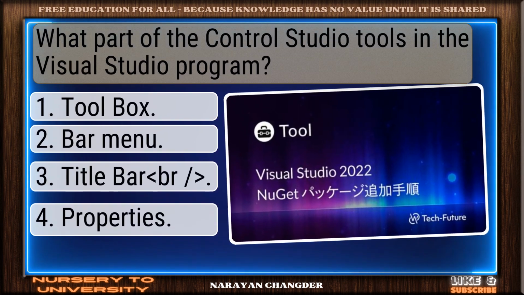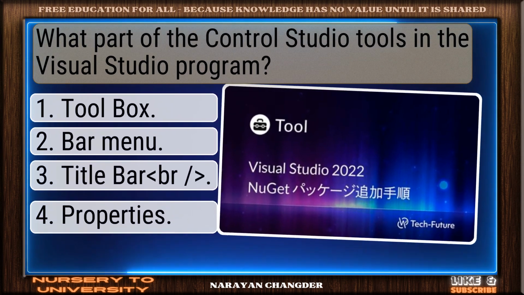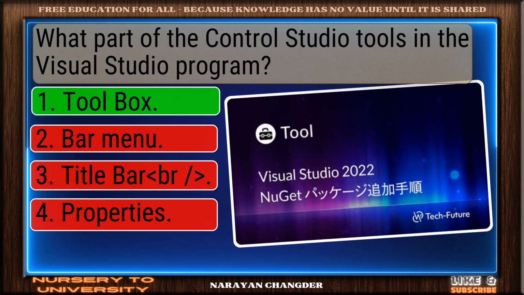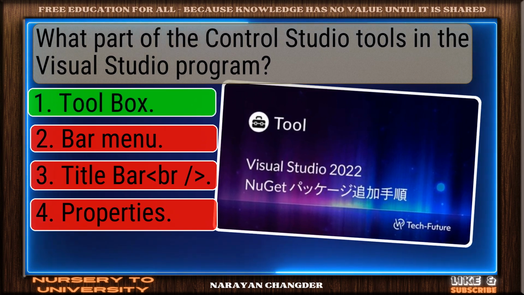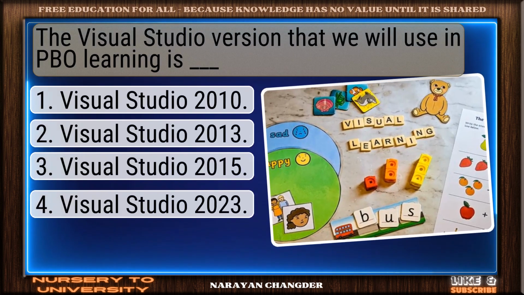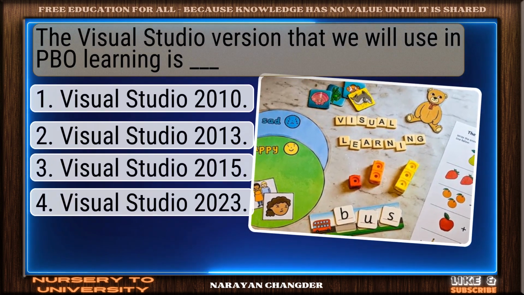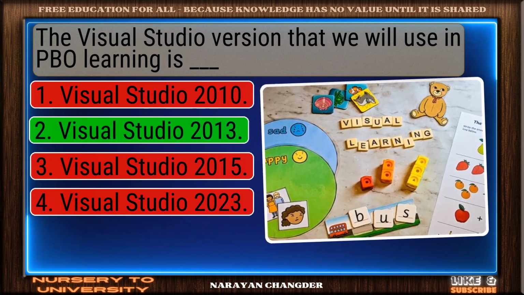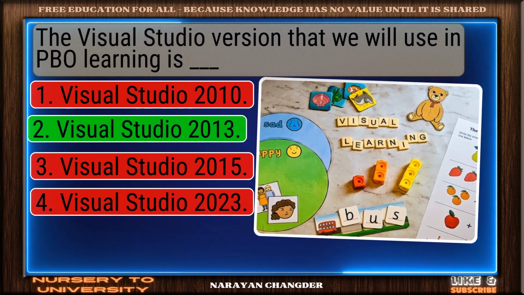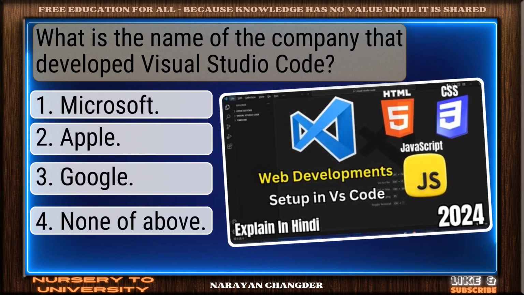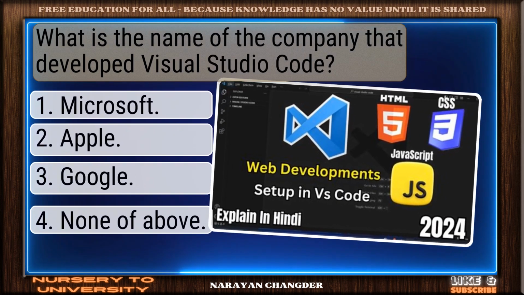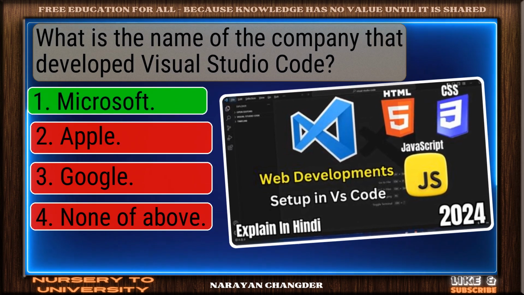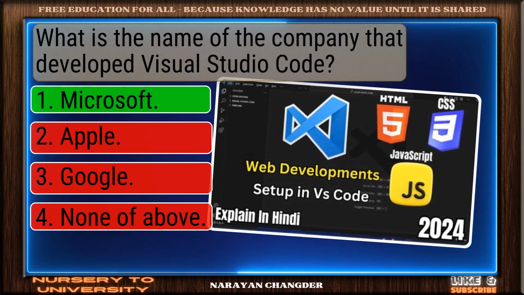Question number 12. What part of the Control Studio tools in the Visual Studio program? Well reasoned. Toolbox is the correct choice. Question number 13. The Visual Studio version that we will use in Peebo Learning is Dash. Perfect. Visual Studio 2013 is the correct choice. Question number 14. What is the name of the company that developed Visual Studio Code? You got it. Your choice, Microsoft, is right.